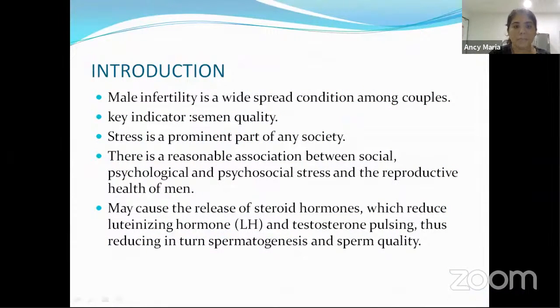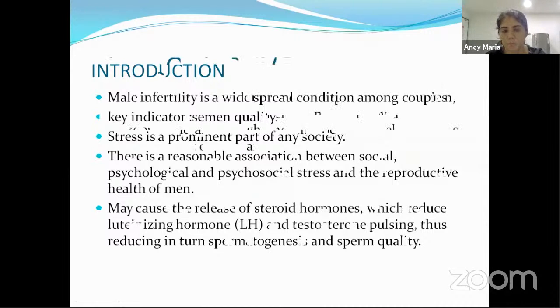As we all know, male infertility is a widespread condition among couples, and the key indicator of this is the semen quality. In the contemporary situation, stress has become a prominent part of our society. Previous studies suggest a reasonable association between social, psychological, or psychosocial stress and the reproductive health of man. Even though the complete mechanism is unknown, some researchers say that stress releases steroid hormones like glucocorticoids, which reduce LH and testosterone, in turn reducing spermatogenesis and sperm quality.